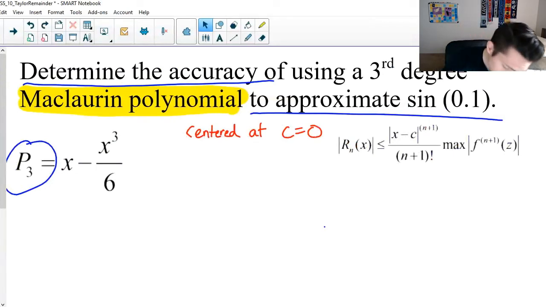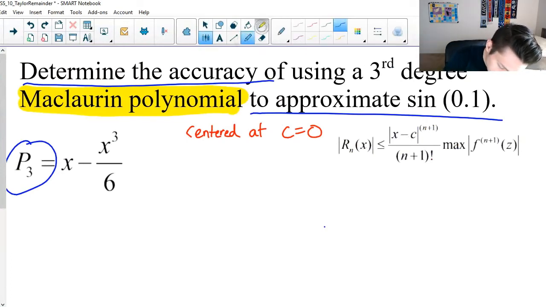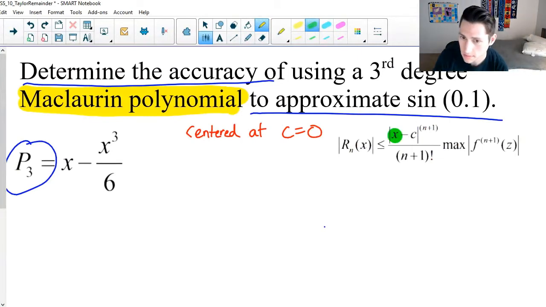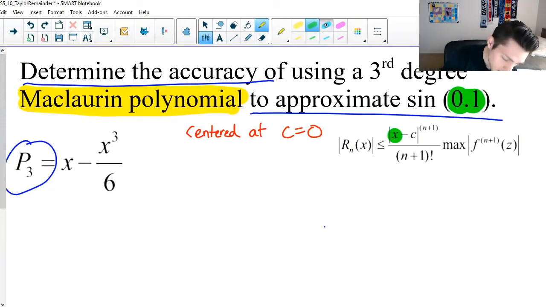Okay, so in this problem, I know what x is already. X is the thing that we're trying to approximate. So we already know the value we're trying to approximate at is 0.1. Right? I already know what c is, because we're centering around 0.